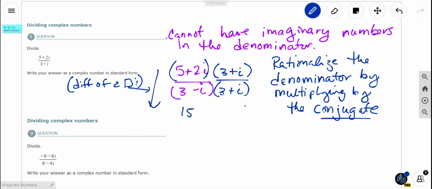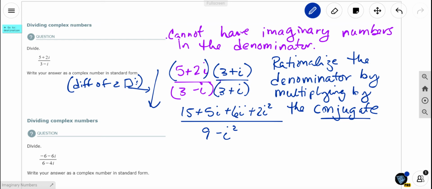We're going to get 15 plus 5i plus 6i plus 2i squared. Okay, all over, and then difference of 2 squares, 9 minus i squared. I could do FOIL, 9 plus 3i minus 3i, but that's going to cancel. So you get 9 minus i squared.